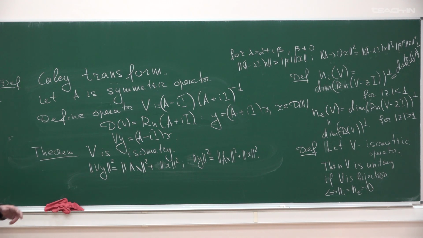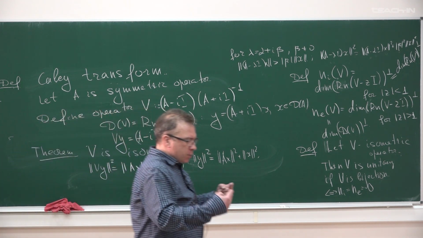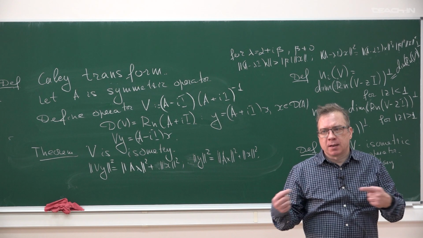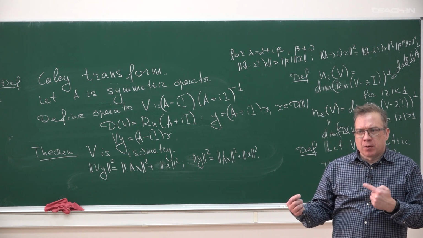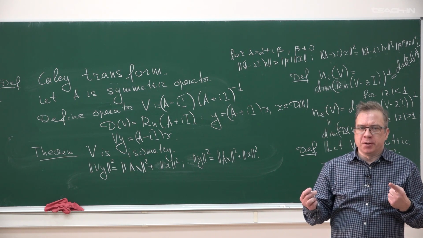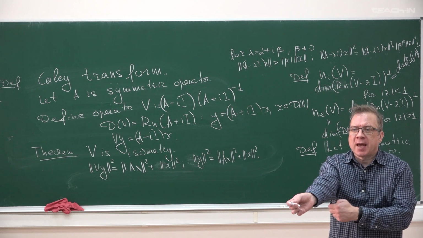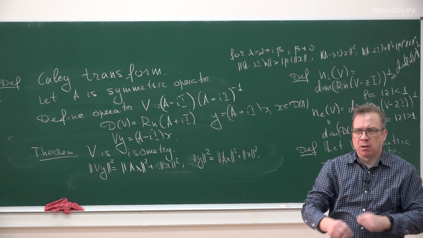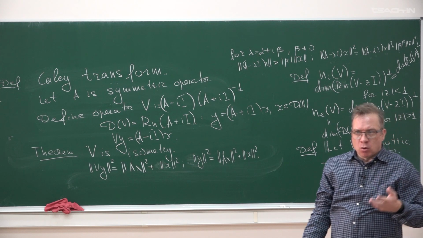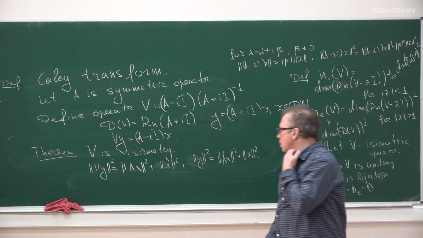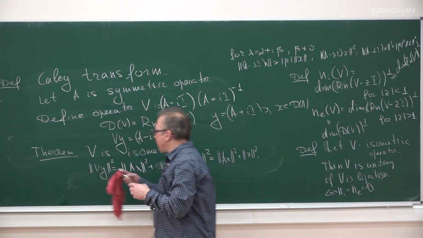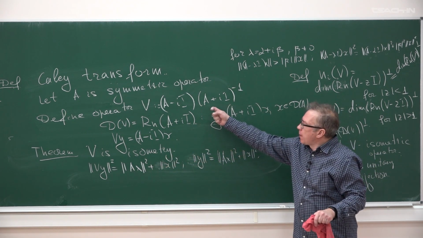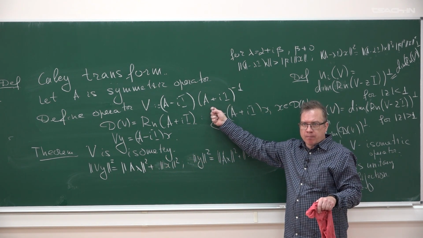So we have a correspondence between symmetric operators and isometric operators. The question: is it a one-to-one correspondence or not? Can we obtain any isometry? The answer is no. So let's consider some properties of operator V which we obtain by the Cayley transform.